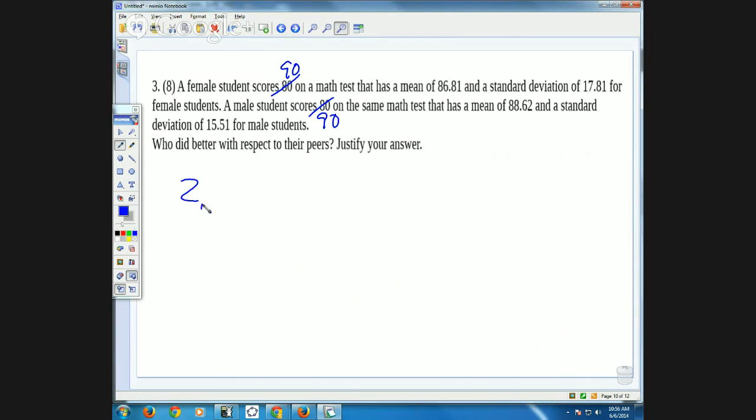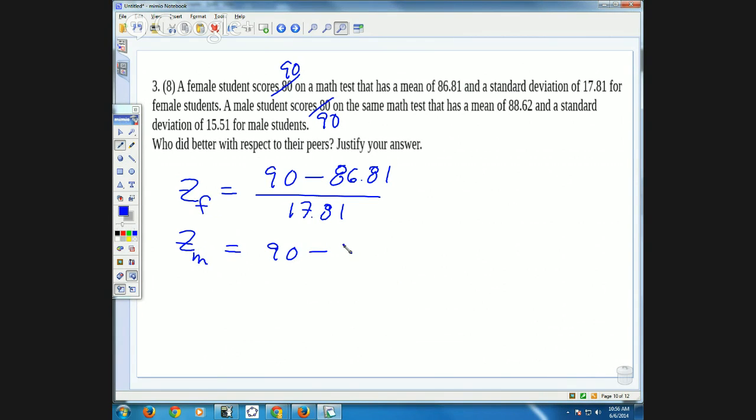So z sub male, 90 minus 86.81 over 17.81. Oh, crap. Thank you. Got my males and females backwards. All right, we got z-scores. Female. And the male. 0.0889.